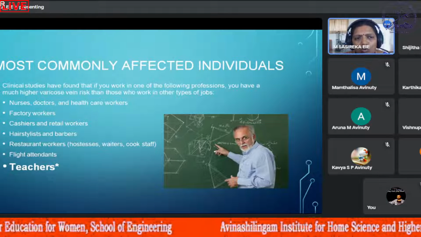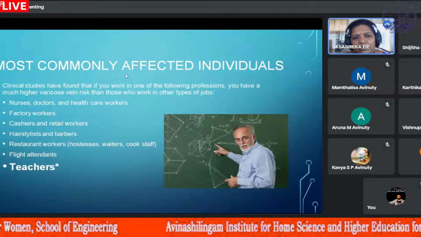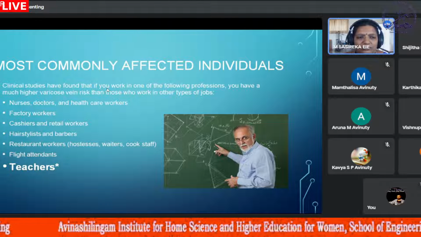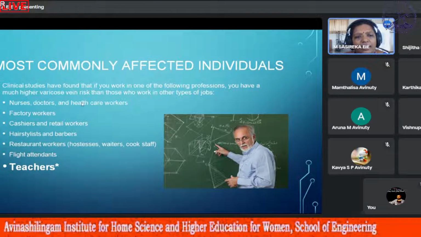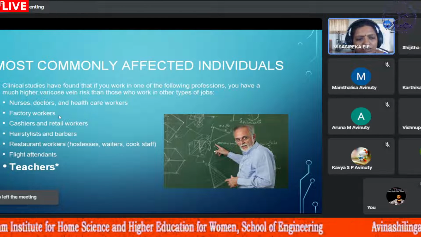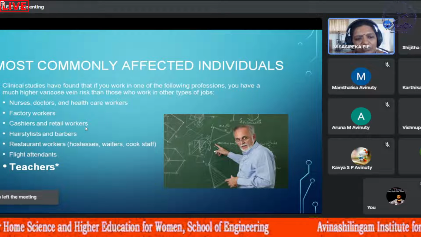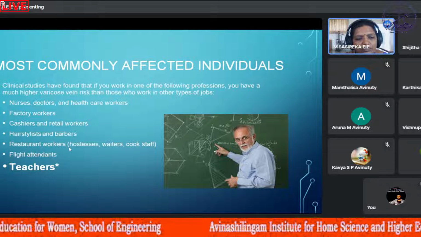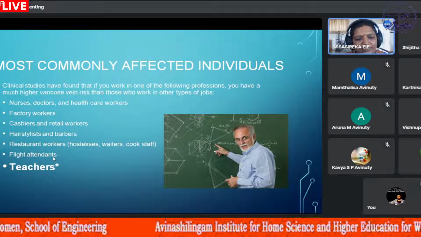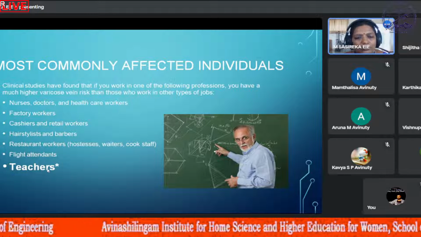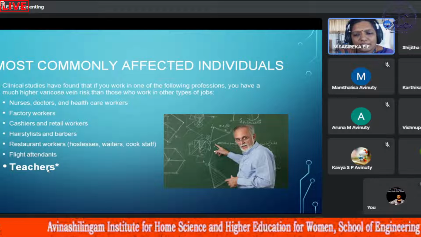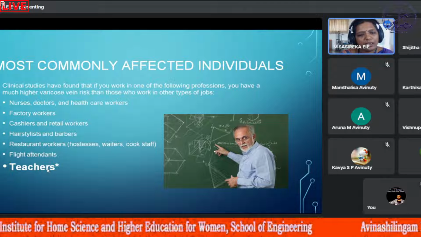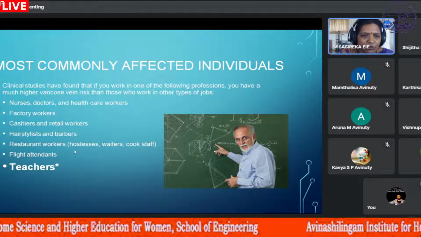So who are the people most affected by varicose diseases? Doctors, nurses, and healthcare workers, factory workers, cashiers and retail workers, hairstylists and barbers, restaurant workers, flight attendants, and teachers. All these people spend their time mostly standing. That is why we are having this problem.